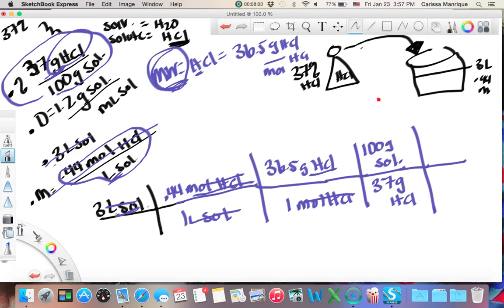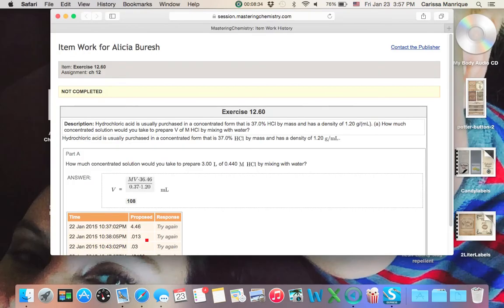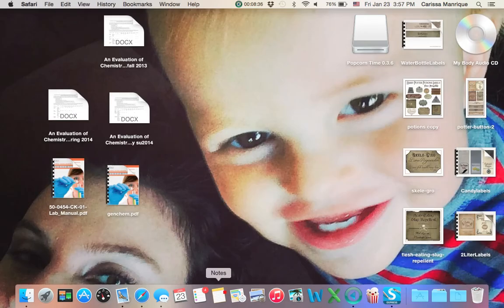Now we just need to use our last one to get the milliliters of solution. So we use 1.2 grams of solution per 1 milliliter of solution. Now grams of solution crosses out. That's why I knew to put it down here. Grams of hydrochloric acid crosses out, and our final unit is milliliters of solution. So how much of this vial do I need to put in there? We multiply it all out, and actually it gave me the answer: 108 milliliters.